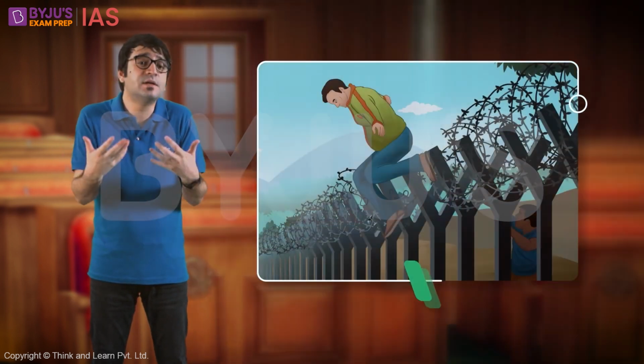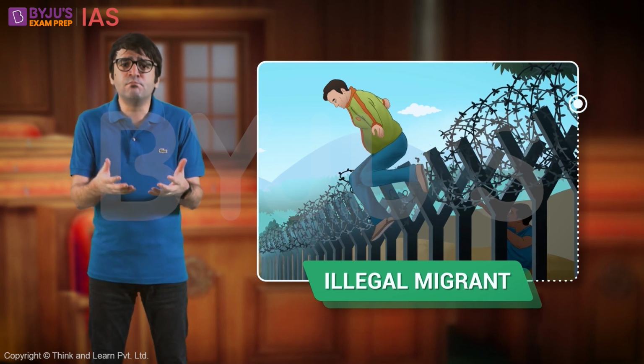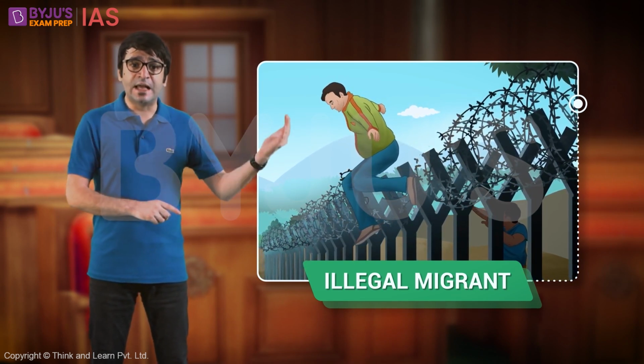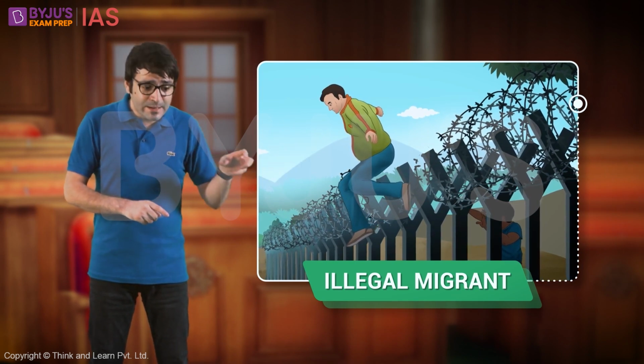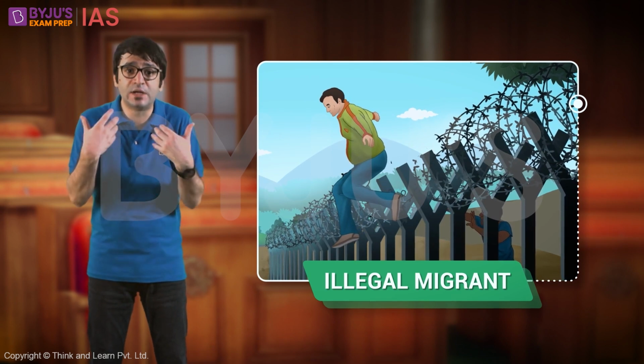There can be another definition of illegal migrant. For example, I am from Bangladesh. I am entering India not on the basis of a valid visa document, but I am illegally sneaking into India without any travel documents, without any visa.